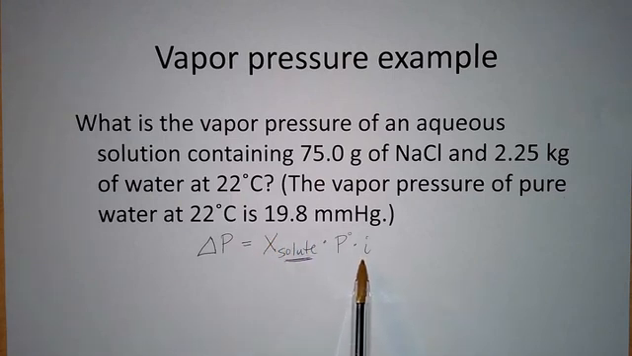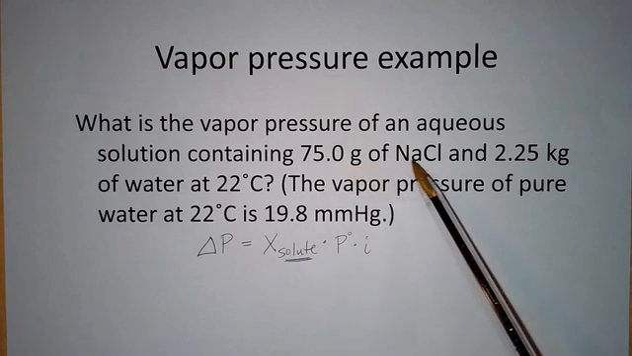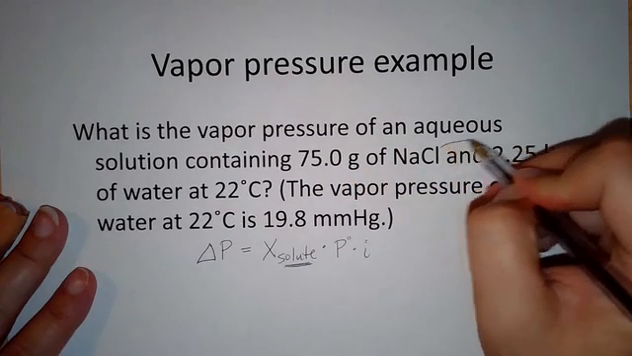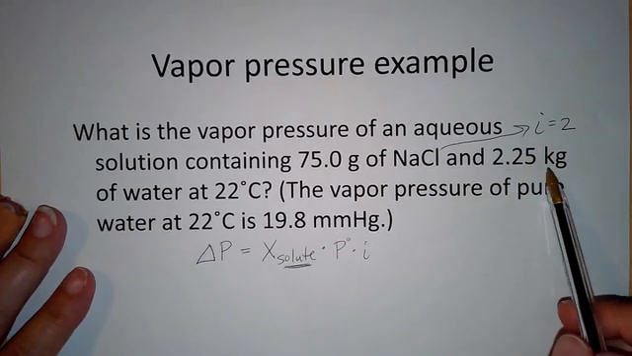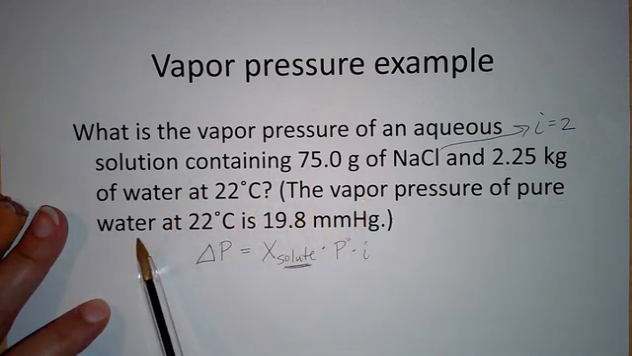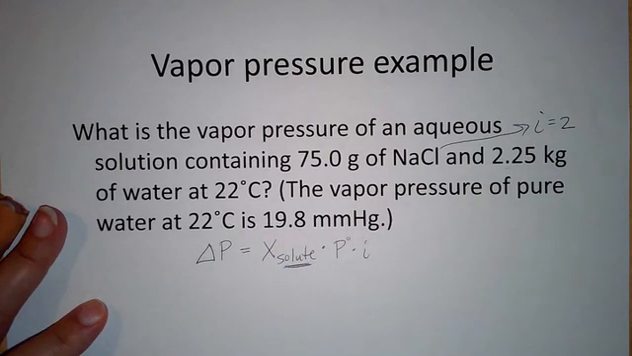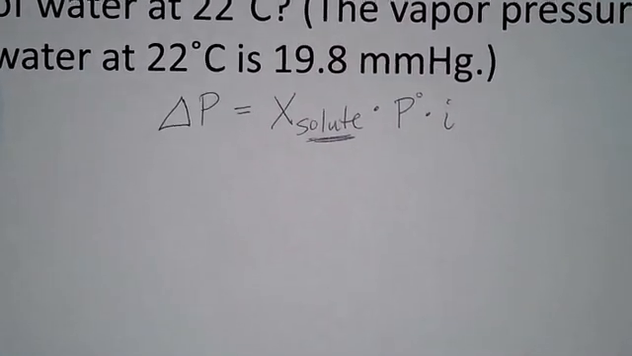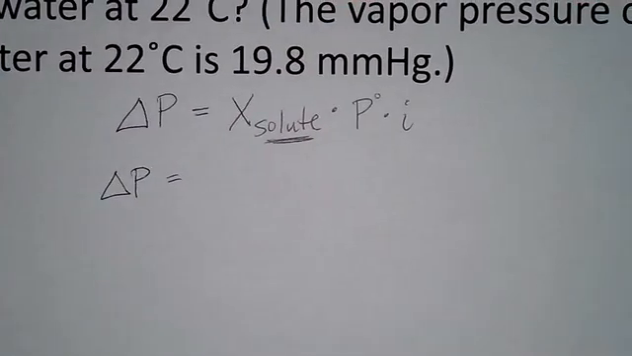Alright, let's plug in what we know in order to find vapor pressure then. We have 75 grams of our sodium chloride, which means our I value is going to be 2. 2.25 kilograms of water at 22 degrees Celsius. And then we're given our pure pressure, 19.8 millimeters of mercury for the water by itself. Alright, so let's plug in what we have. We're solving for our change in pressure. We know our I value, we know our pure pressure. So what we need to find is our mole fraction of solute.